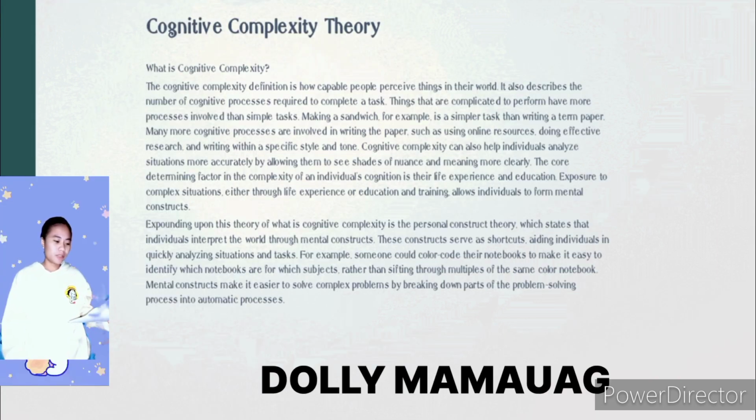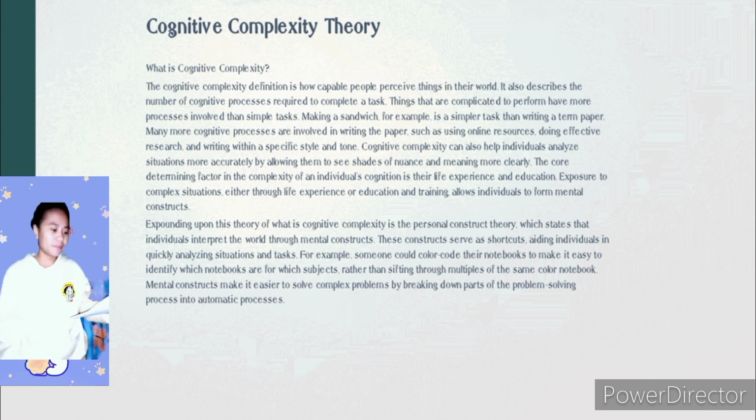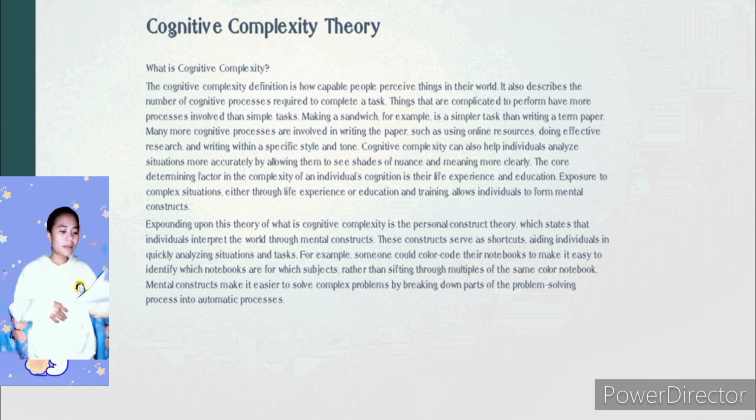Cognitive complexity theory. What is cognitive complexity? The cognitive complexity definition is the number of cognitive processes required to complete a task. Things that are complicated to perform have more processes involved than simple tasks. Cognitive complexity can also help individuals analyze situations more accurately by allowing them to see shades of nuance and meaning more clearly.